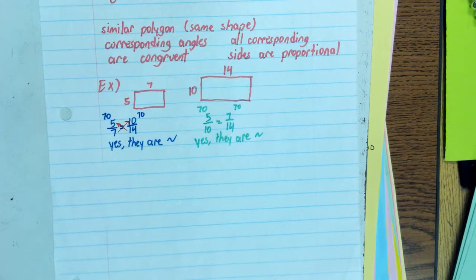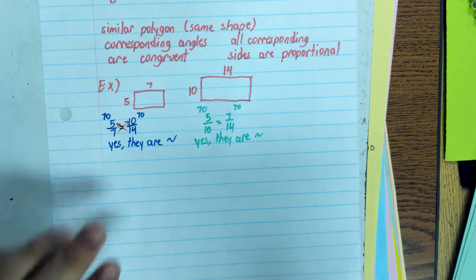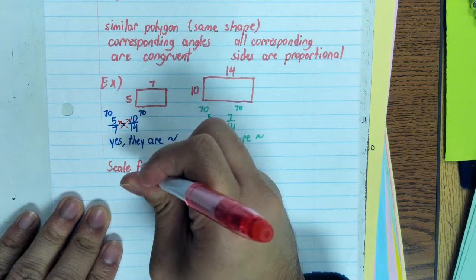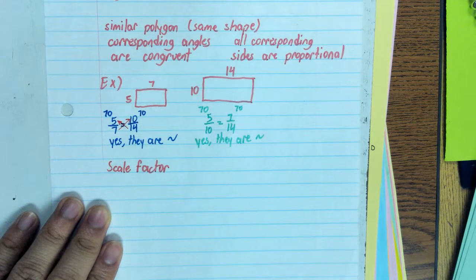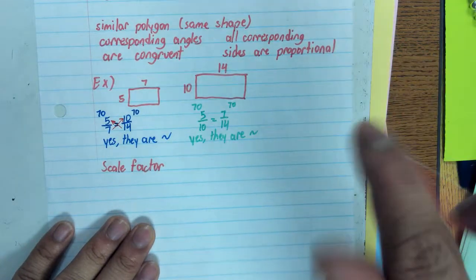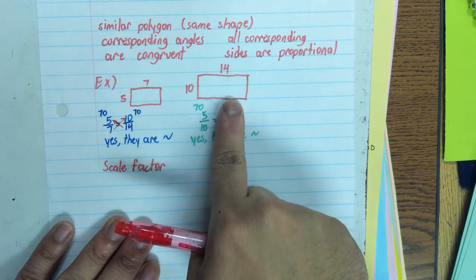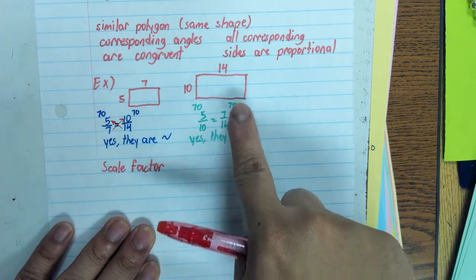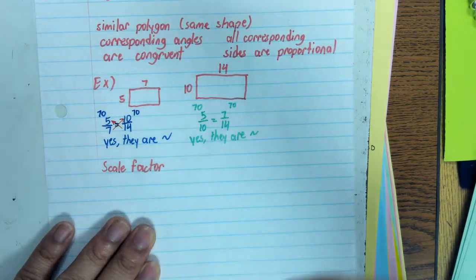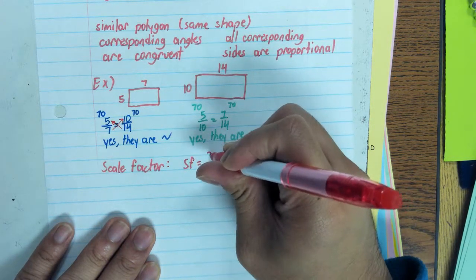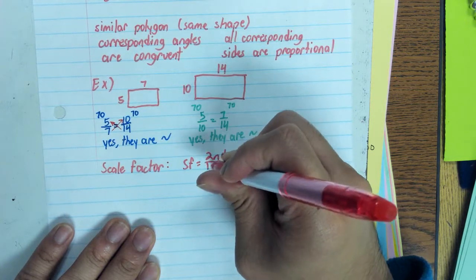In addition to checking for proportions, we also have this concept called scale factor. Scale factor is a number that tells you, going from your first shape to your second shape, how many times bigger the second shape is, or how much smaller the second shape is. That's called a scale factor. Scale factor can be found this way: scale factor SF equals second over first.